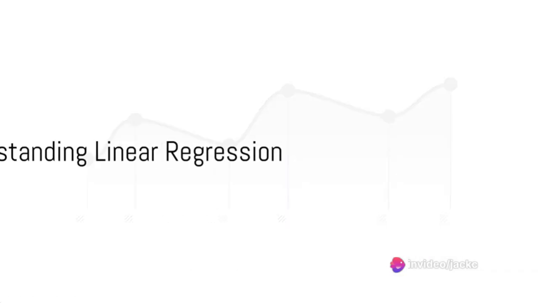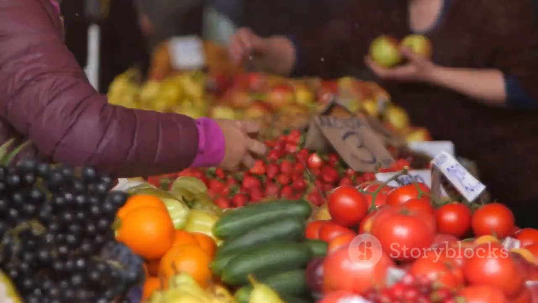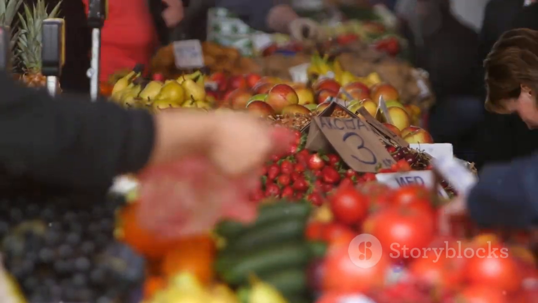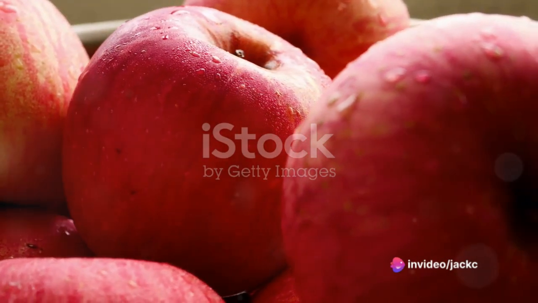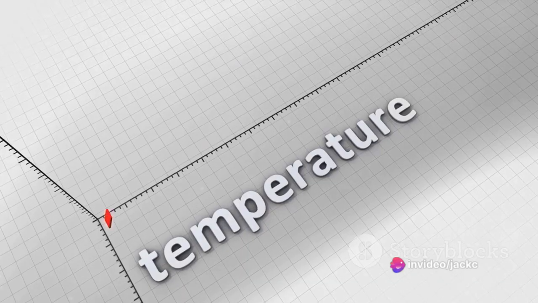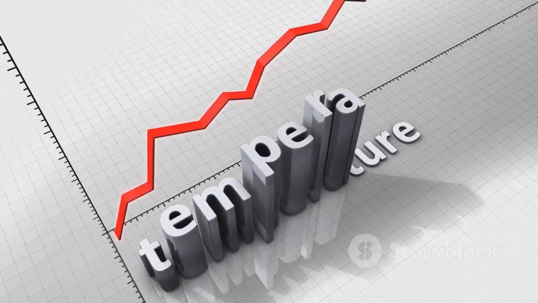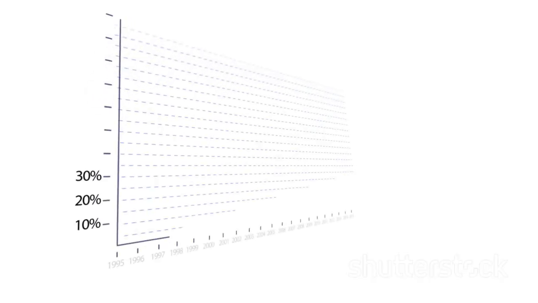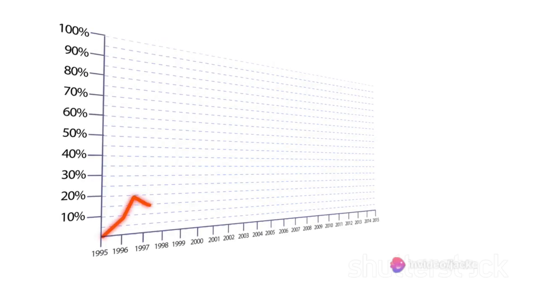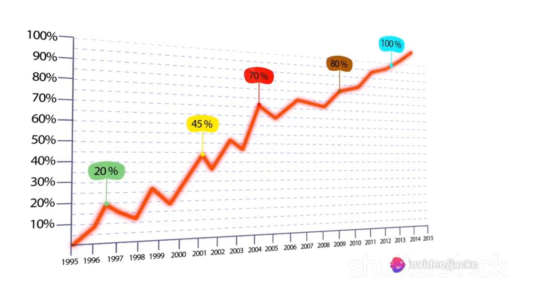Now, let's take this concept a step further. Linear regression is a statistical method that allows us to study the relationship between two continuous variables. In our fruit vendor example, these variables are temperature and apple sales. By plotting this data on a graph, with temperature on the x-axis and apple sales on the y-axis, we can draw a line, or regression line, through the data points that best represents the relationship between these two variables.